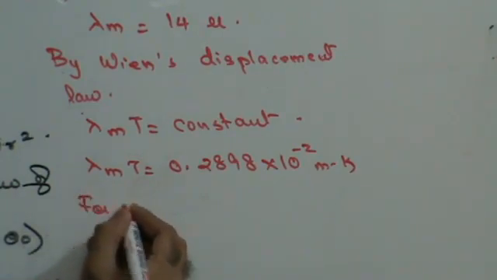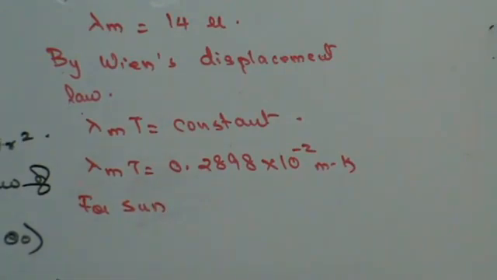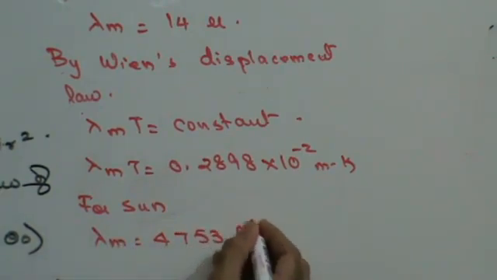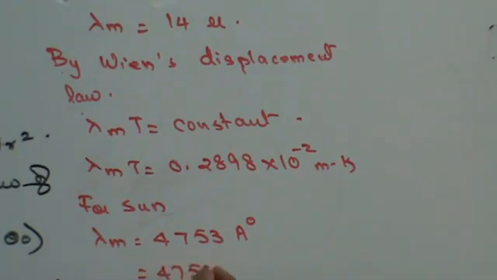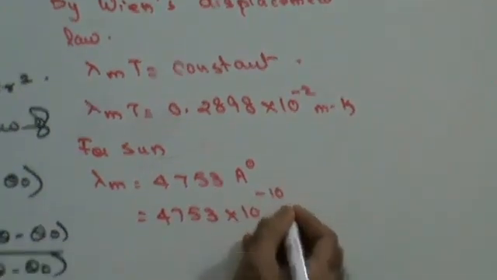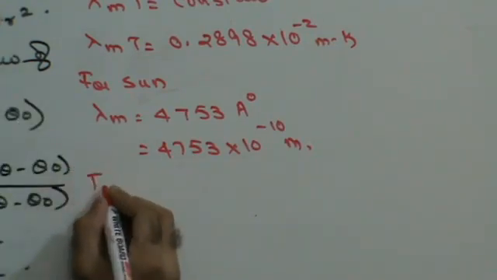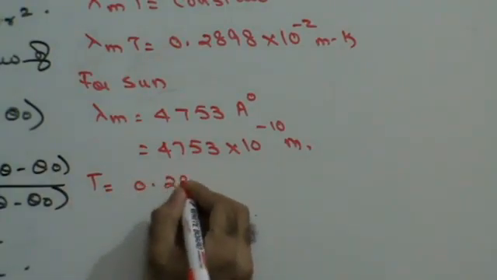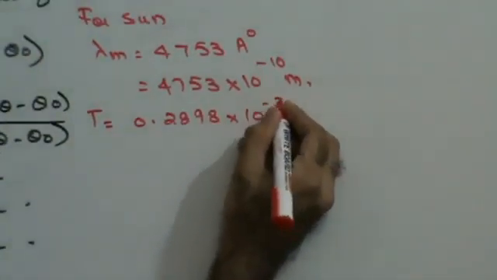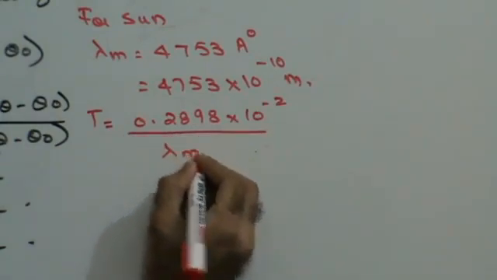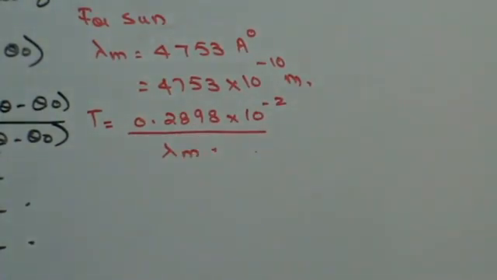I can say for the sun, they've given you lambda m as 4,753 Angstrom units, which can be written as 4,753 into 10 raised to minus 10 meters, right? Now, once you have this, then I can find out the temperature, guys. I can say that temperature of the sun therefore will be 0.2898 into 10 raised to minus 2 upon lambda m. That should give you the temperature of the sun.